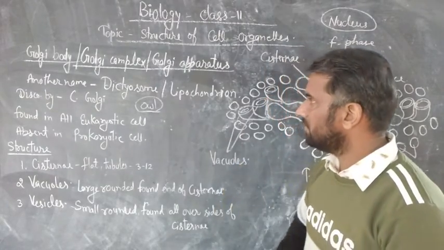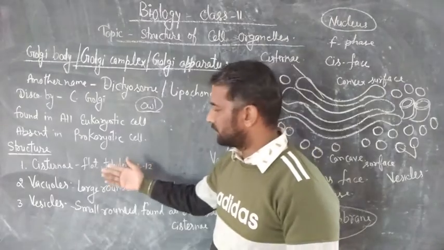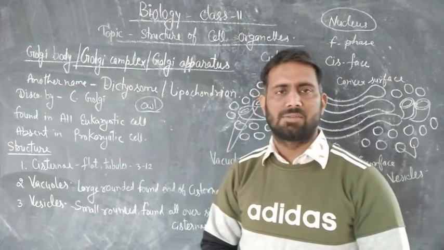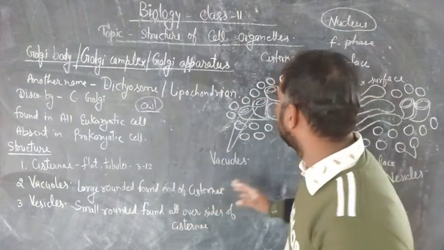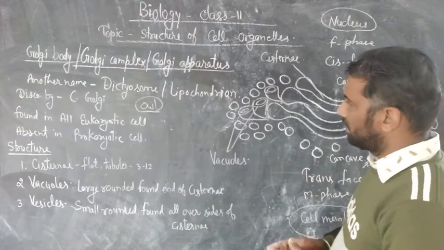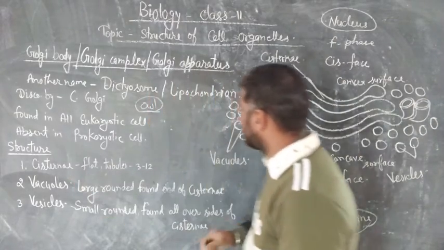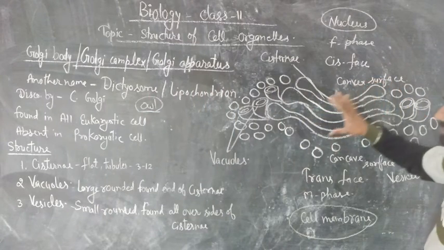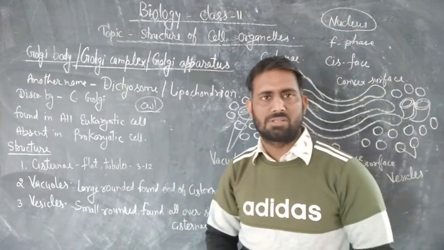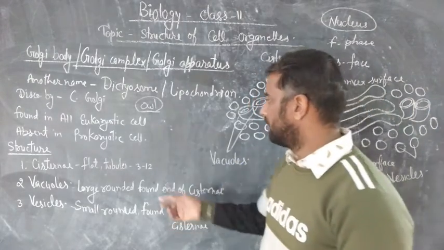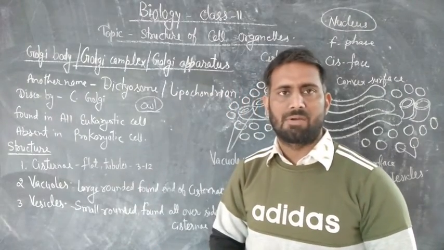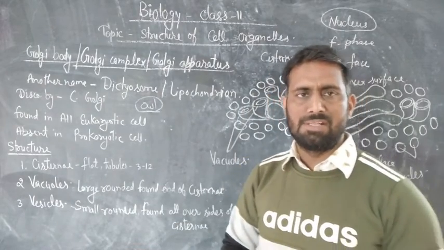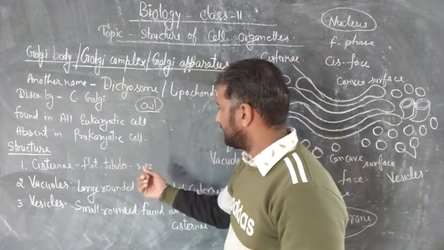Its structure consists of three parts: first cisternae, second vacuoles, and third vesicles. First is cisternae. Cisternae are flat tubule-like structures which are found in groups of 3 to 12 in number, or 3 to 12 lamellae in a group.